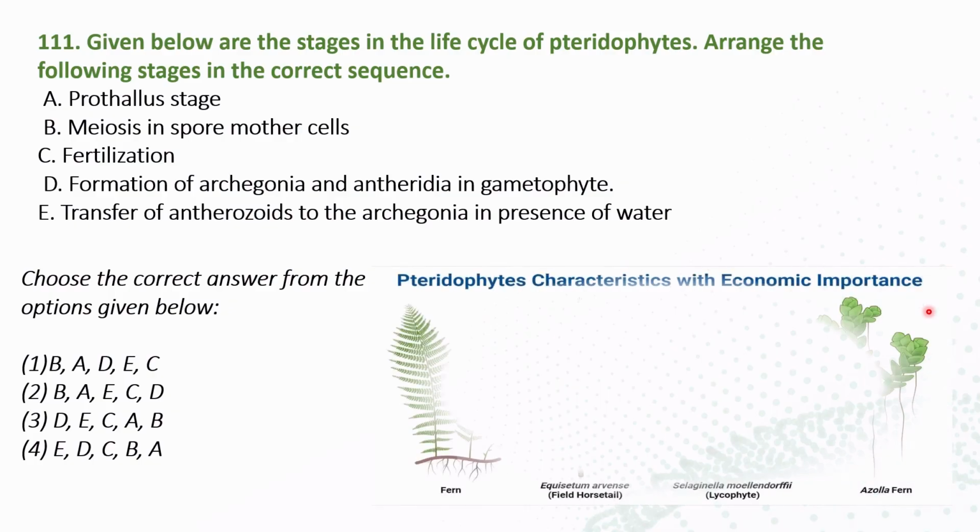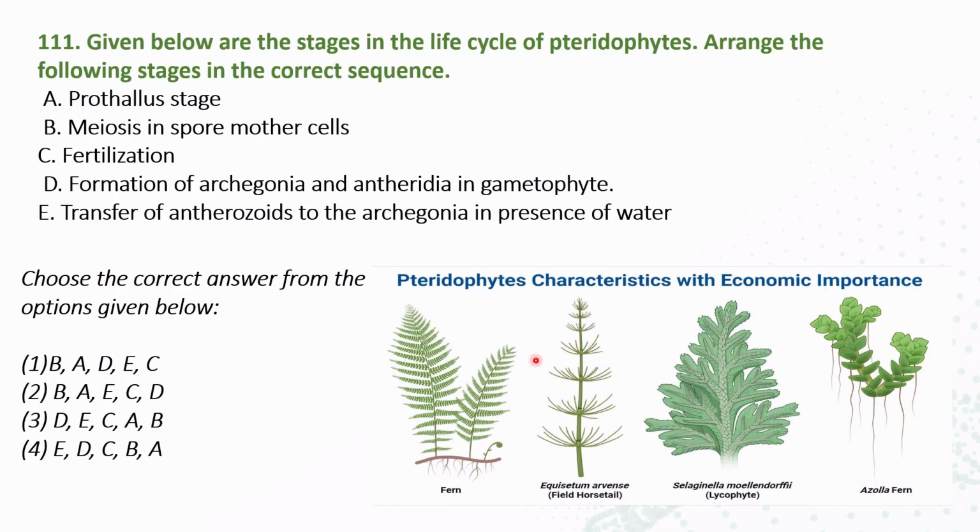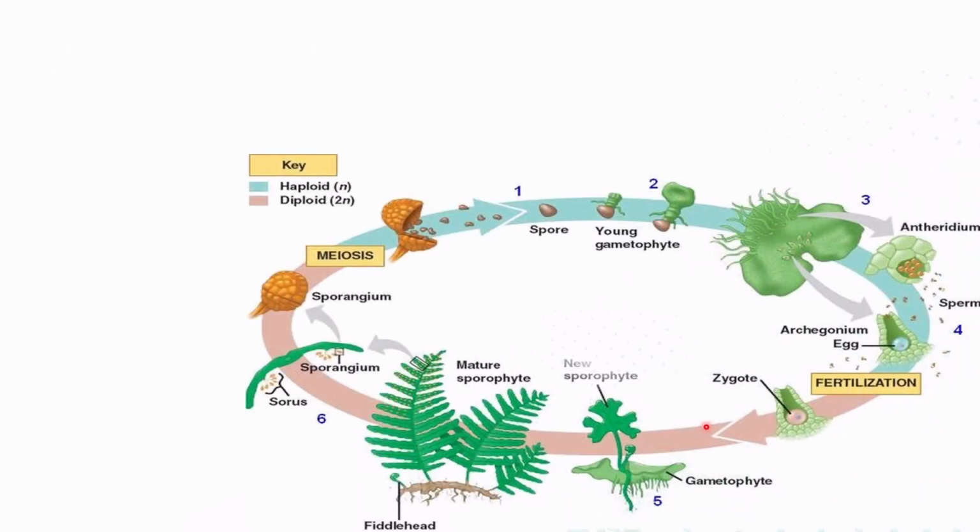If you see the picture here, we know that there are so many types of pteridophytes. Just for your convenience I have given the picture. You can see that there are some types of ferns like Selaginella and others as well. These are all the pteridophyte plants that are seen in the environment. If we move on to the life cycle, you can analyze it in the picture here. This is the life cycle of a fern.